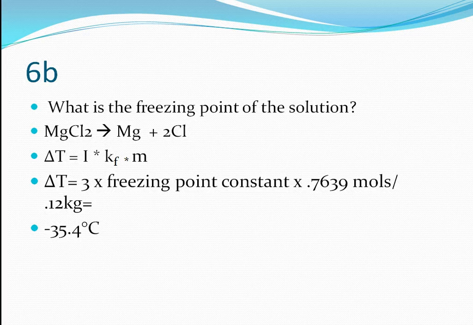6b and your final problem. What is the freezing point of the solution? You're given MgCl2 goes down to Mg plus 2 Cl. All you change is the freezing point constant, and you get an answer of negative 35.4 degrees Celsius.